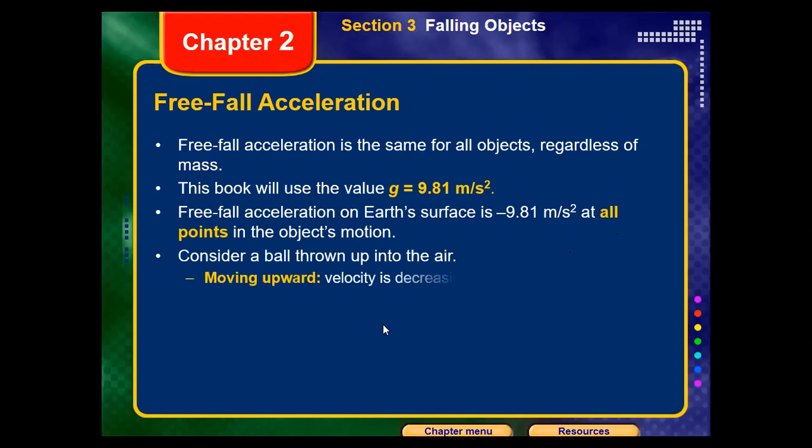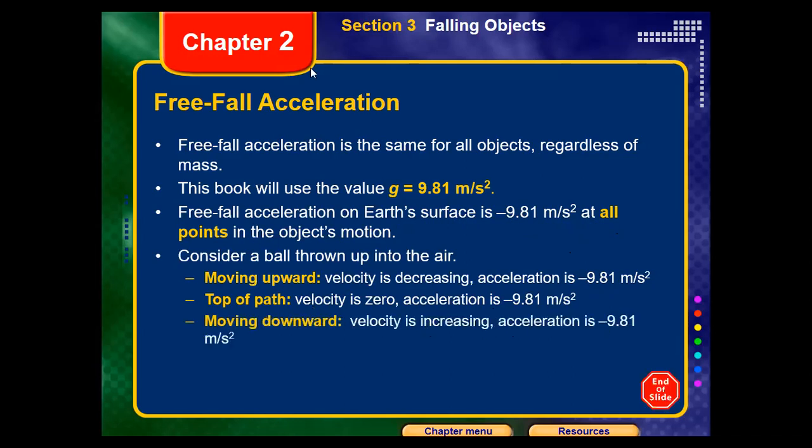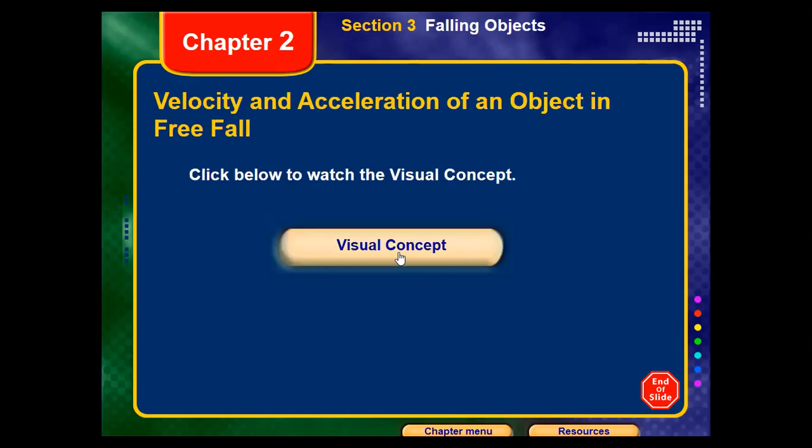Consider a ball thrown up into the air. Moving upward, velocity is decreasing, so we use negative 9.8. If the object is moving upward, we use negative 9.8. If the object is moving downwards, we use positive. When you throw a ball upwards, it moves with negative 9.8 until it reaches the top, where the speed equals 0. Then it returns back with a positive 9.8 acceleration. Let's watch the second video.